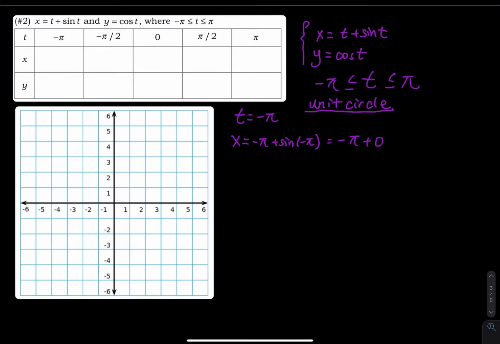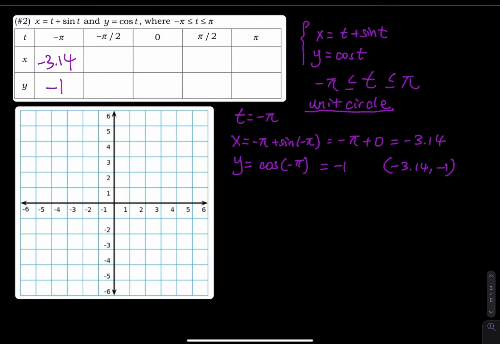So -pi is -3.14. And then y is cosine t, right? So cosine of -pi, at 180 degrees clockwise, is equal to -1. So when t equals -pi, I have (-3.14, -1). And then the next point is at t equals -pi over 2.